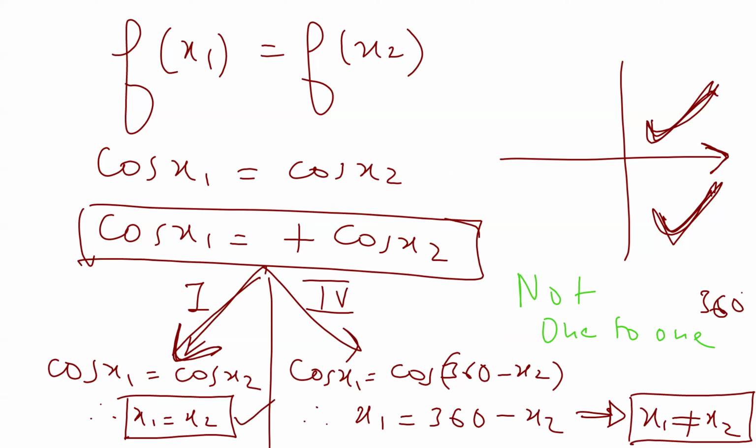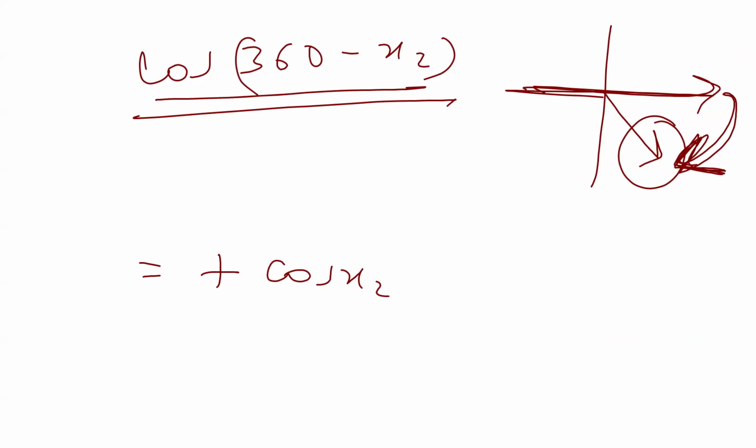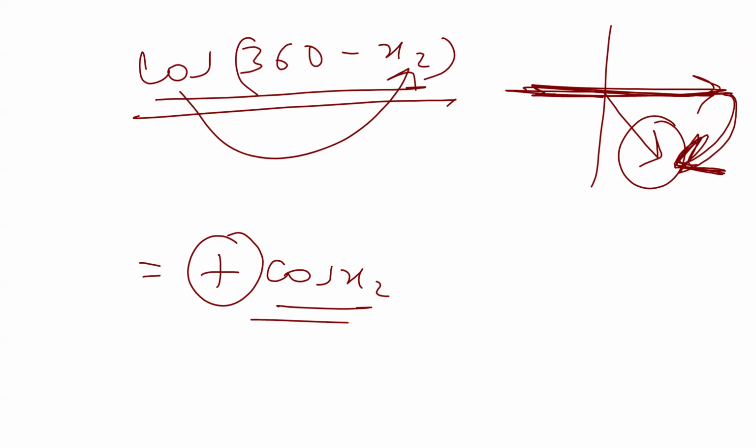But in the fourth quadrant, this plus cos x2, I'm writing it as cos(360 minus x2), because 360 is over here and cos should remain cos. Hence, I am selecting 360 and not 270. Minus angle decreases in the clockwise direction. That's how we get to the fourth quadrant. So cos(360 minus x2), in the fourth quadrant cos is positive, and since it is the x-axis, cos remains cos. So it's plus cos x2.